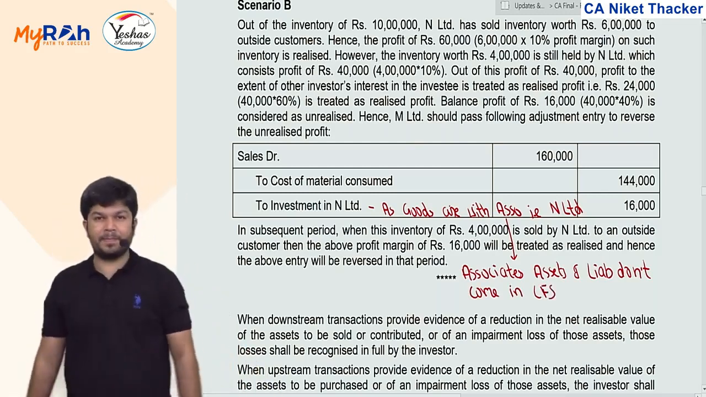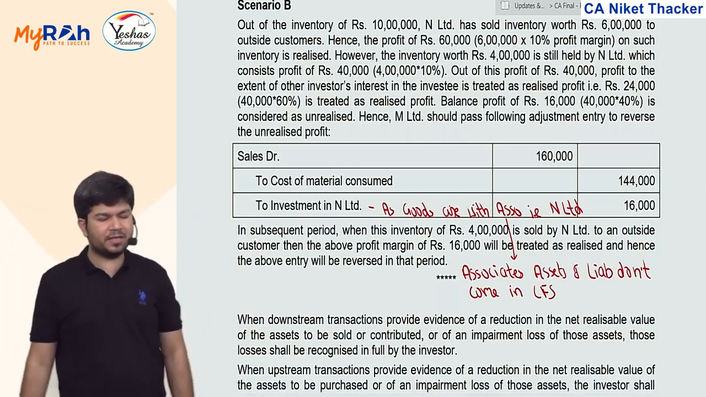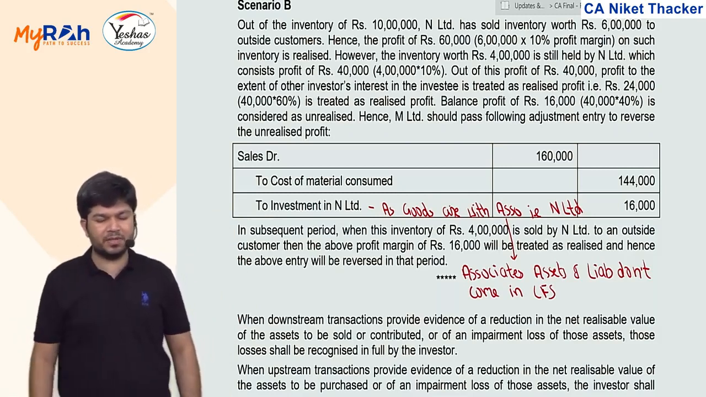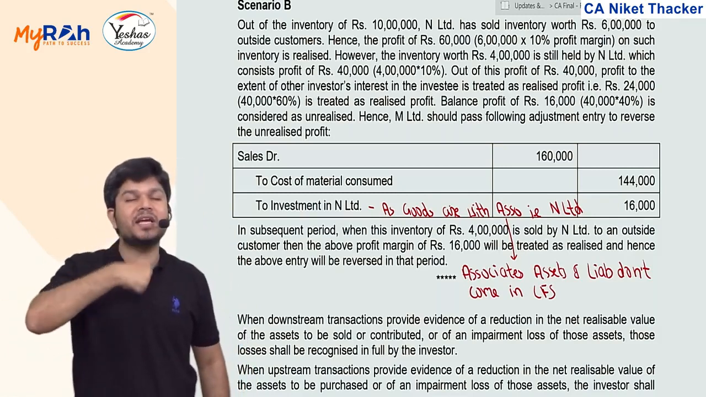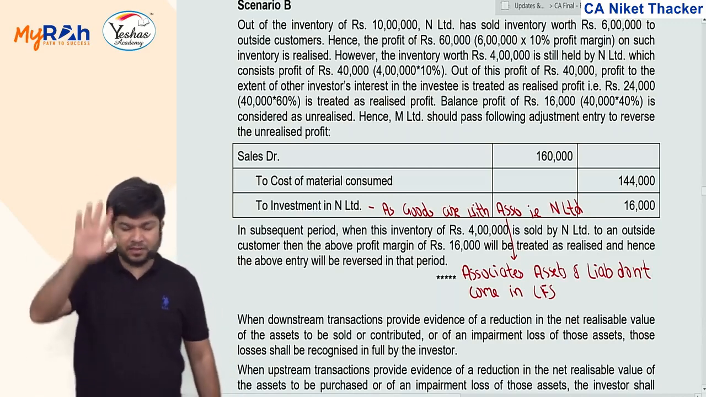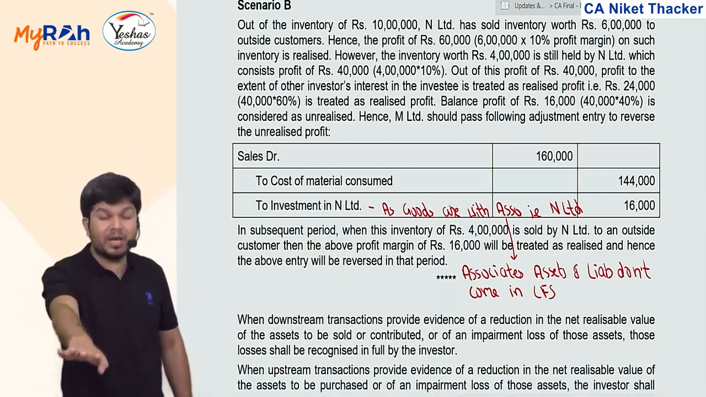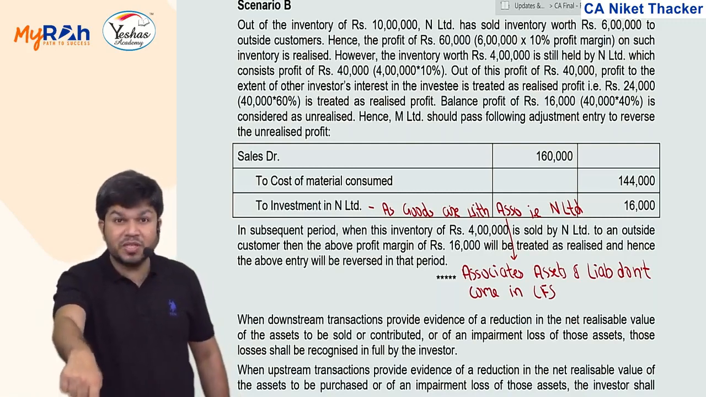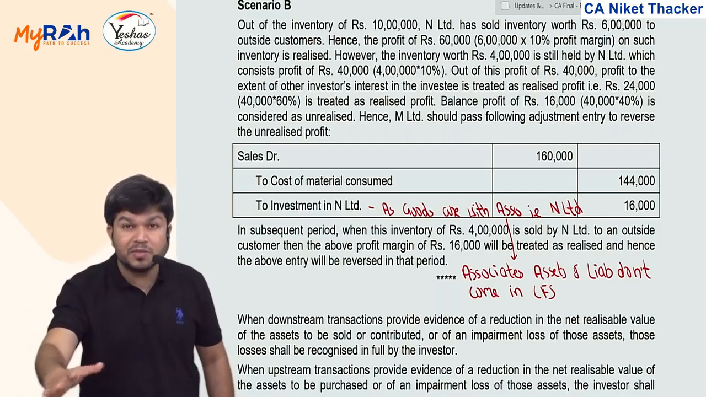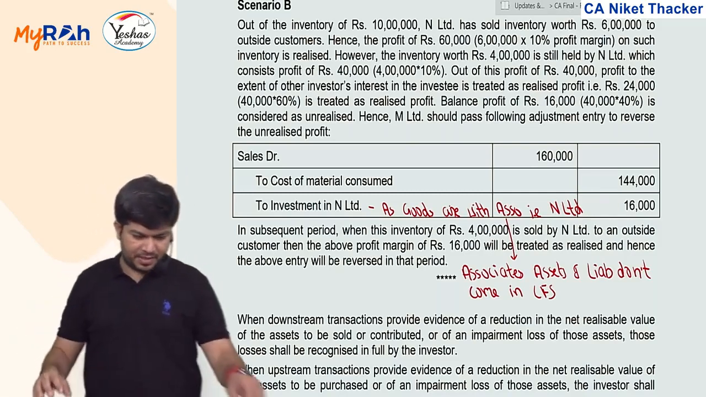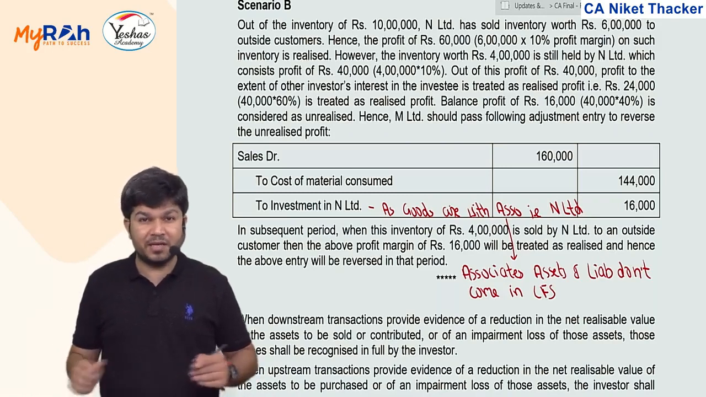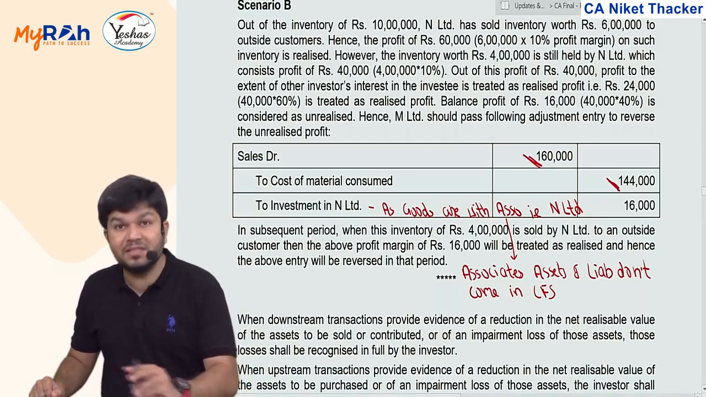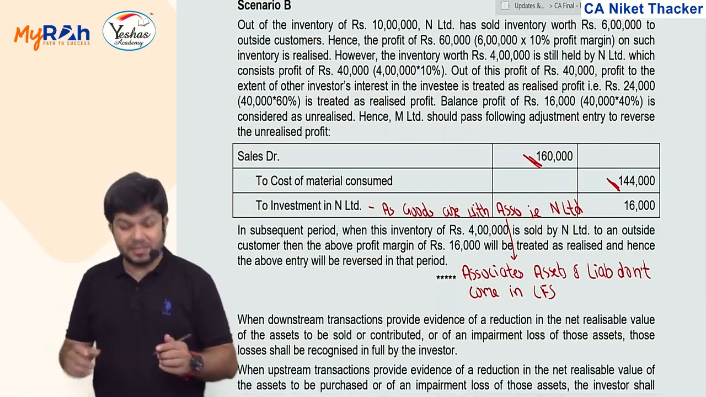So how do I eliminate? Okay, I sold goods, I earned a profit of 1 lakh. Now 4 lakh of goods are still lying over there. In those 4 lakh of goods the profit is 40,000, and my share in that is 40%, because in the associate my share is only 40%. So 40% of 40,000, 16,000, is unrealized. I don't have the inventory, so I can't remove inventory. It will be adjusted against investment. And sales gone 160, COGS gone 144, net is sales gone, COGS gone, net is 16,000.